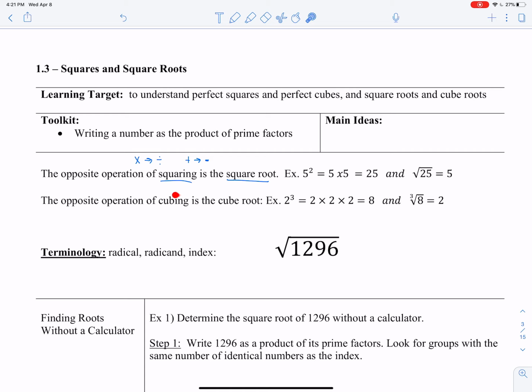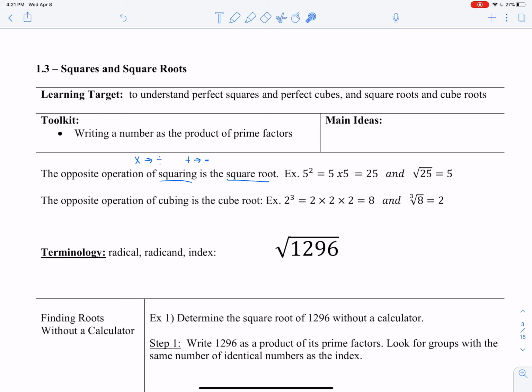Cubing is the same as squaring, but just with 3 instead of a 2. So the opposite of cubing is cube root. So if you have 2 to the 3, 2 times 2 times 2, that gives you 8. And the cube root of 8 gives you 2. So these are two opposite things to each other.